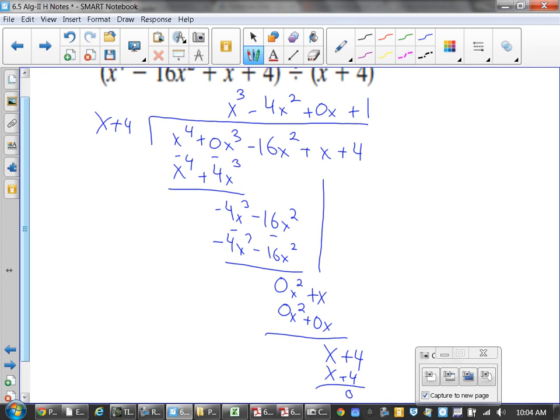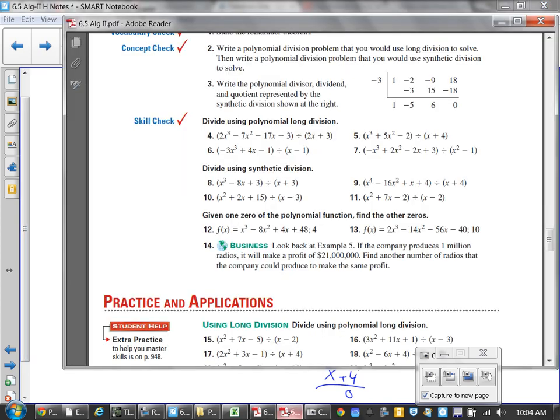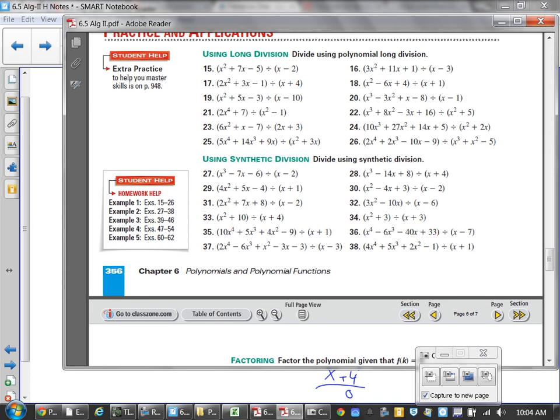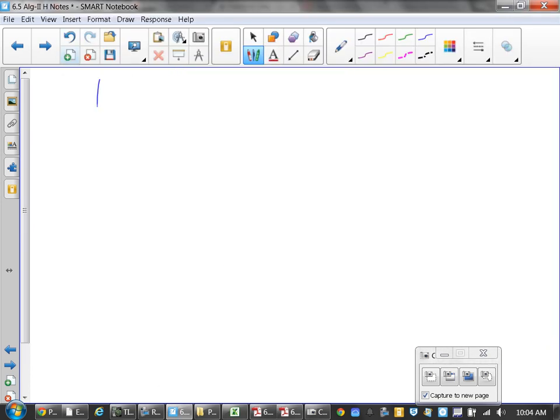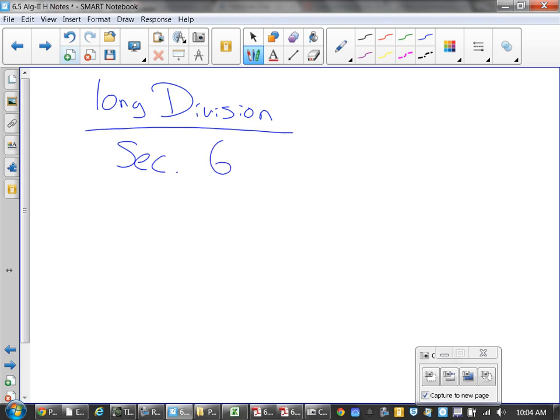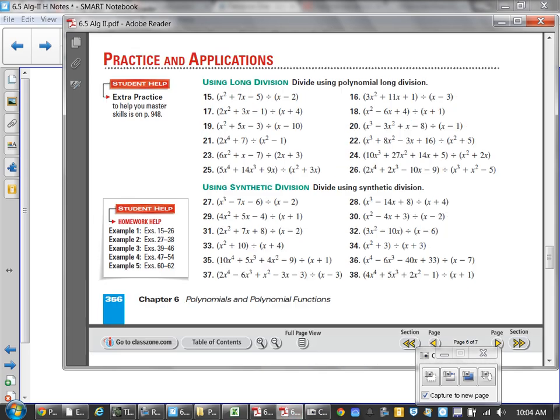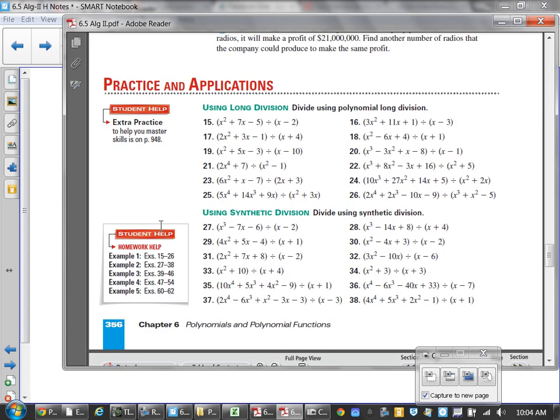Let me give you a few of these to try. So this is 6-5 now. What is this, 356? So we're just going to do long division today. Section 6.5. I think it was 356, I believe. Yeah, 356.